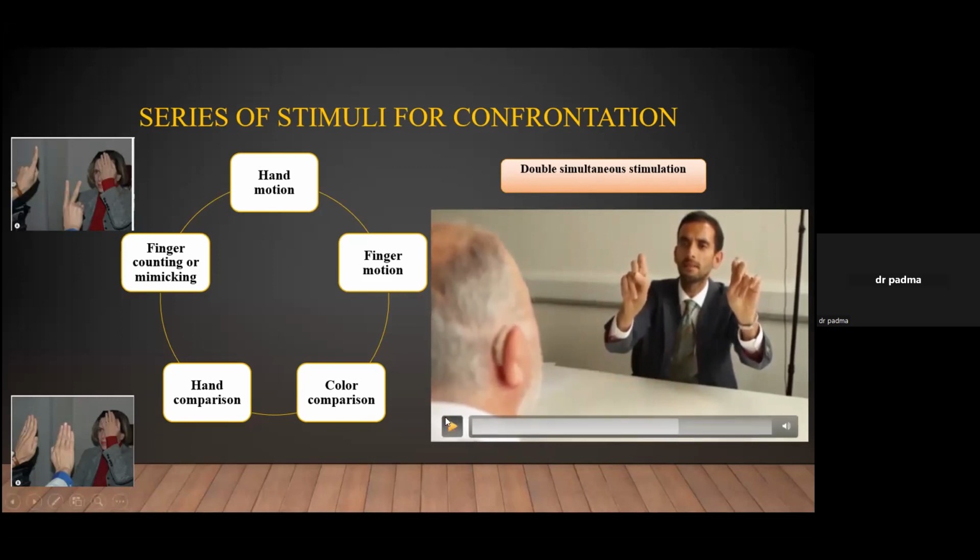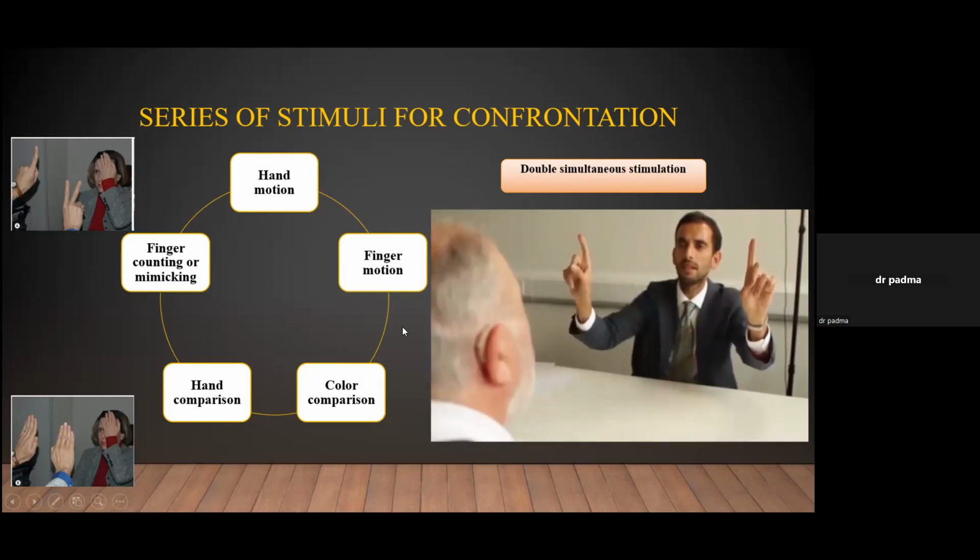So the visual fields will be normal to confrontation, but if comparable visual stimuli are presented simultaneously in the right and left hemifields, that is double simultaneous stimulation, the one contralateral to the lesion will be ignored. So the patient here ignores the finger to the right of the examiner. And this is a visual neglect most commonly seen in patients with parietal lesions.